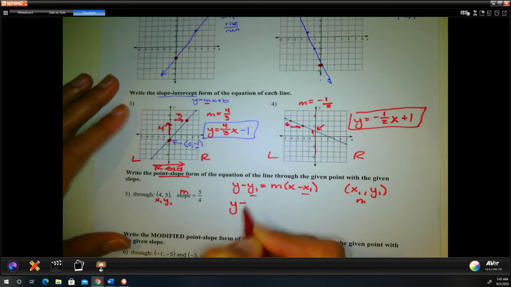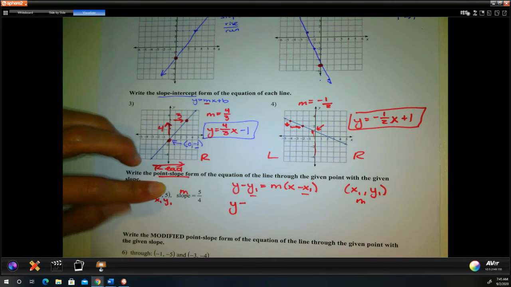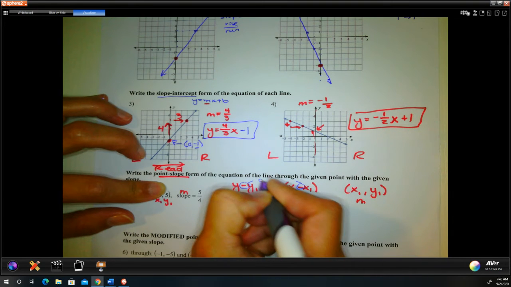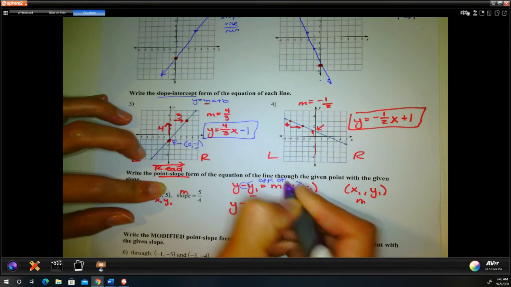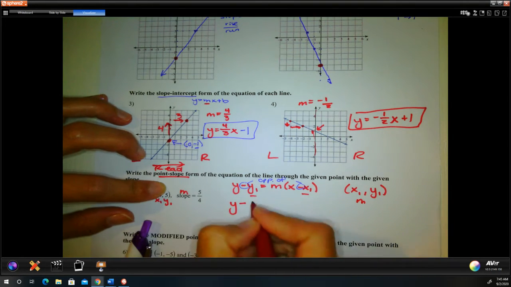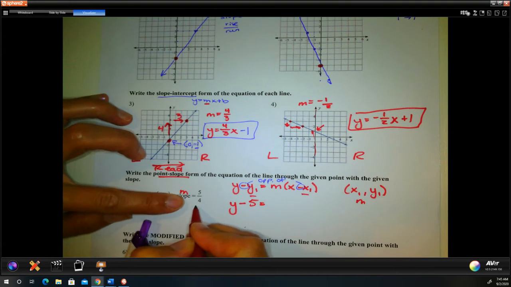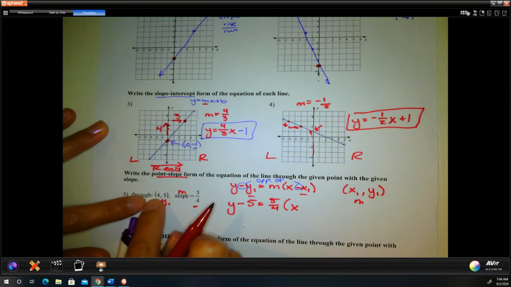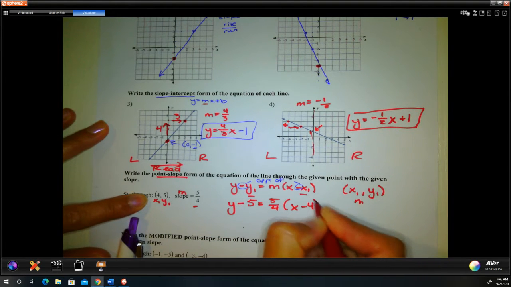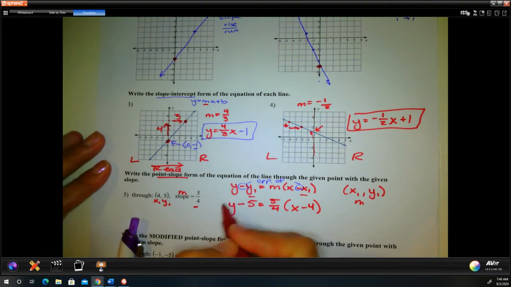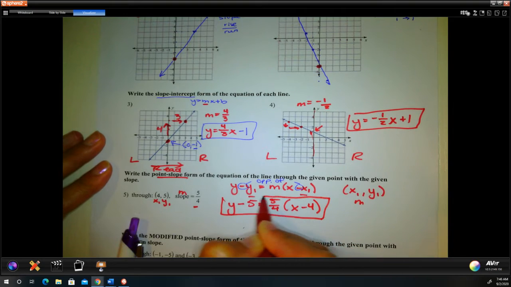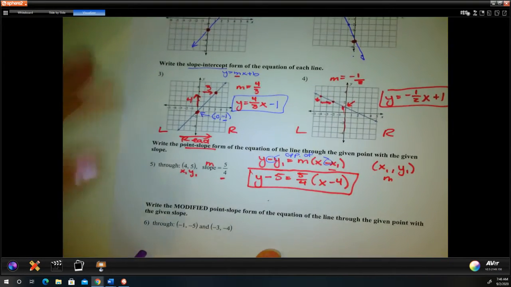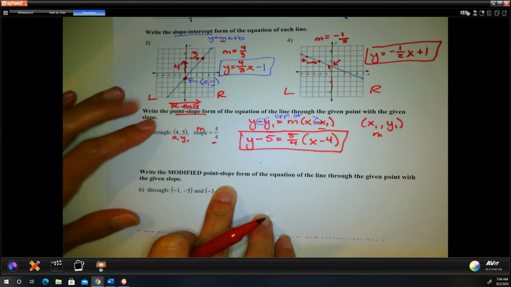So y minus y1, or remember, we think of these negatives as saying opposite of. So opposite of 5 is -5. My m is right here. That's going to be 5/4. X, opposite of 4 would be -4. You do not have to do anything else from here because that is point slope form. So you're done. All right, number 6 is modified point slope form.